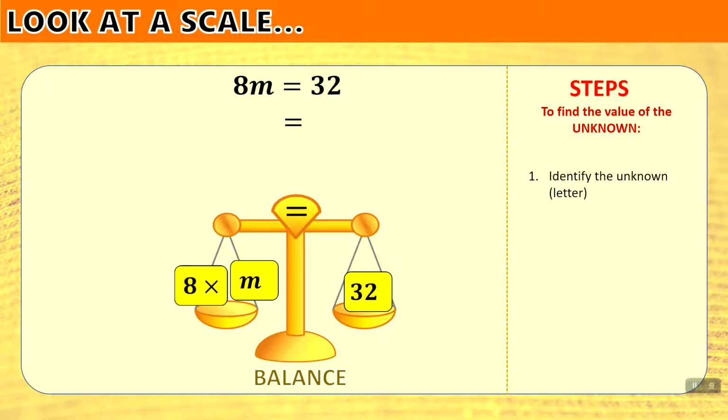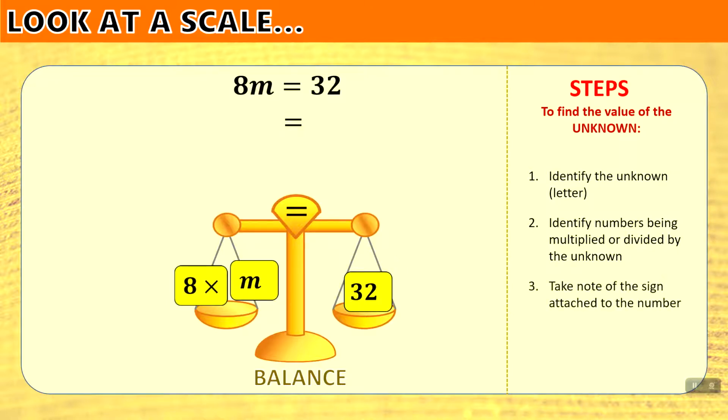We identify the unknown. In this case, it's m. The letters are the unknown. Then we identify the numbers being multiplied or divided by the unknown. In this case, it is 8 being multiplied by the m. We also have to take note of the sign attached to the number. In this case, 8 is positive. And we apply the opposite operation to both sides. The opposite operation to multiplication is division. The opposite of division is multiplication.